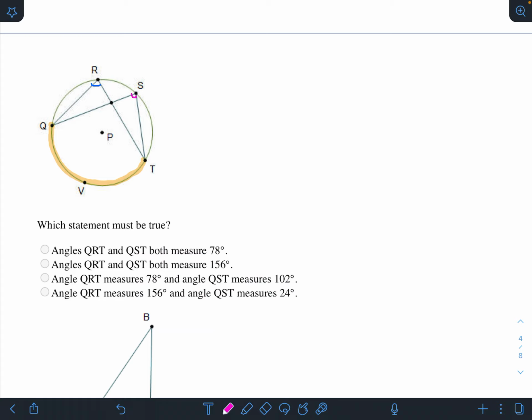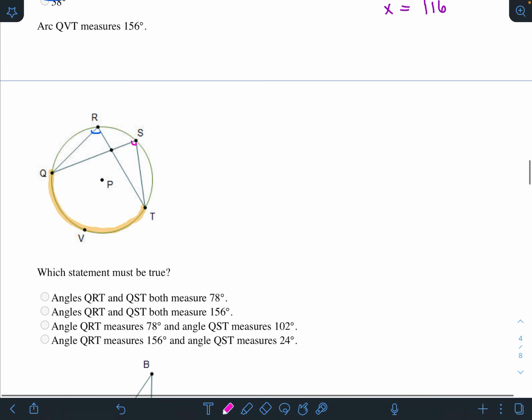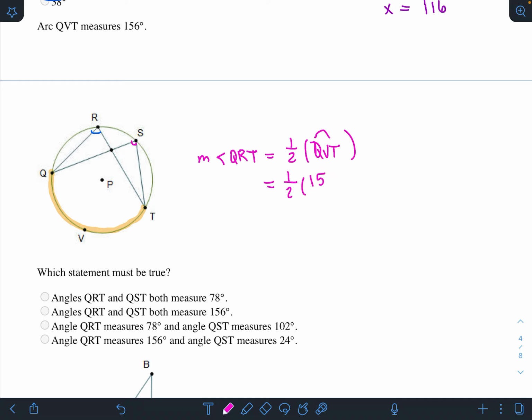They are also inscribed angles, so their measure is going to be 1/2 the measure of the intercepted arc. So if we solve for angle QRT, the measure is going to be 1/2 the measure of arc QVT. And I know the measure of arc QVT is 156 degrees. So the measure of angle QRT is going to be 78 degrees. And since these both intercept the same arc, they're both going to measure 78 degrees.